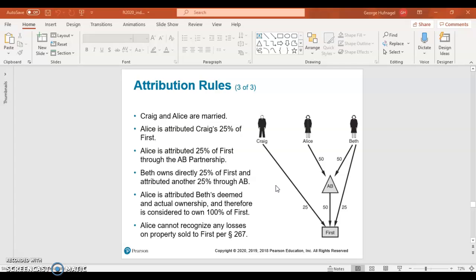All right, Craig and Alice are married. Alice is attributed Craig's 25% of First. Alice is attributed 25% of First through the AB partnership. Beth owns directly 25% of First and is attributed another 25% through AB. Alice is attributed Beth's deemed and actual ownership and therefore is considered to own 100% of First. Alice cannot recognize any losses on property sold to First as per Section 267.